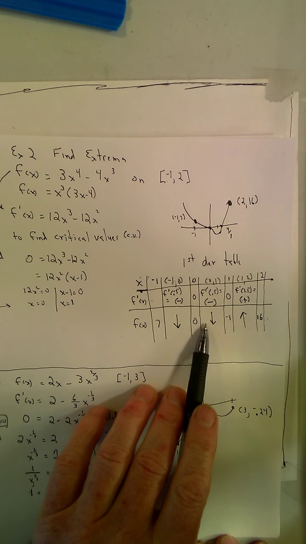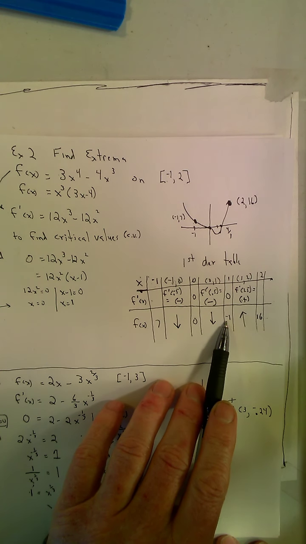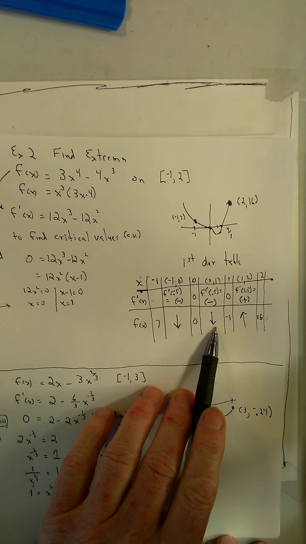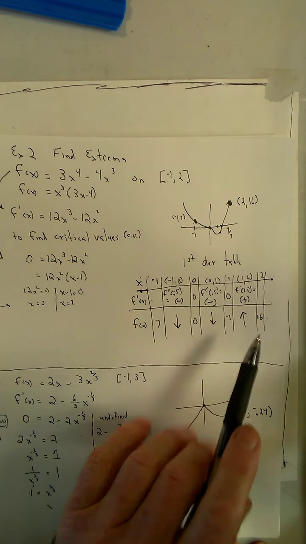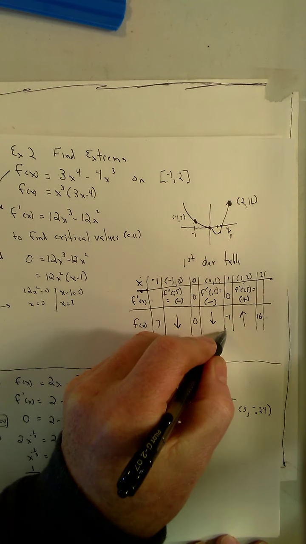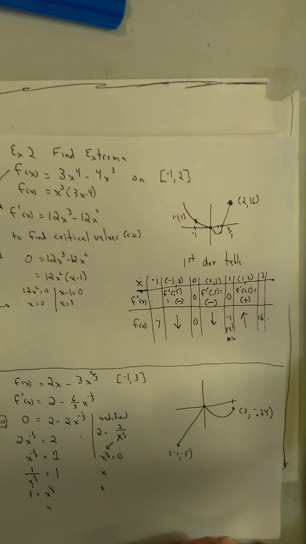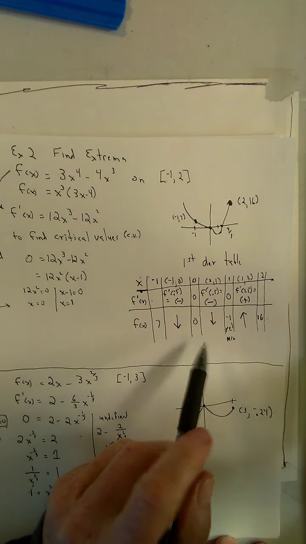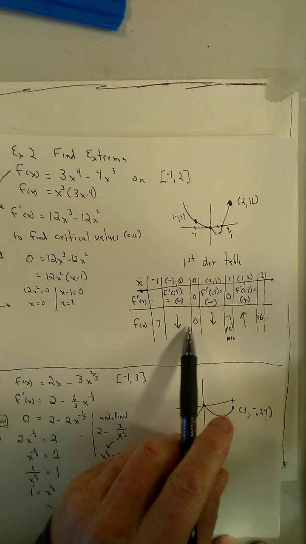Now if I look at all these y coordinates, these points are the only candidates for absolute max and min. So of these, there's the biggest y coordinate. That guy's the absolute max. And the smallest y coordinate is right there. So not only is this a relative min, but it's an absolute min.